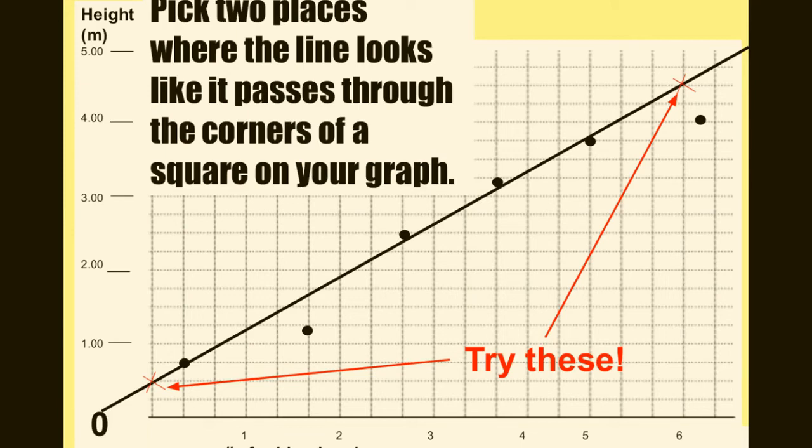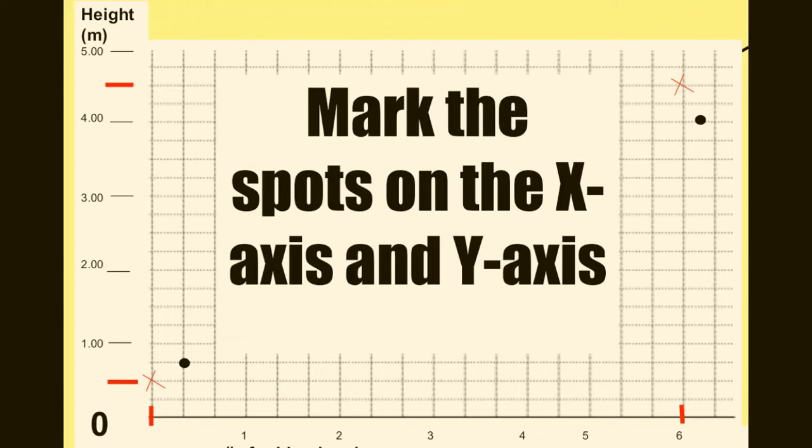All right, in order to find a slope, you're going to pick 2 places where the line looks like it passes through the corners of a square of your graph, and you can easily read those. So good values are these and this one here. You're going to go ahead and mark the spots on the x-axis and the y-axis, or essentially where the coordinates are. Notice we didn't use our data points as our slope because you do not want to use your data points for best fit lines.